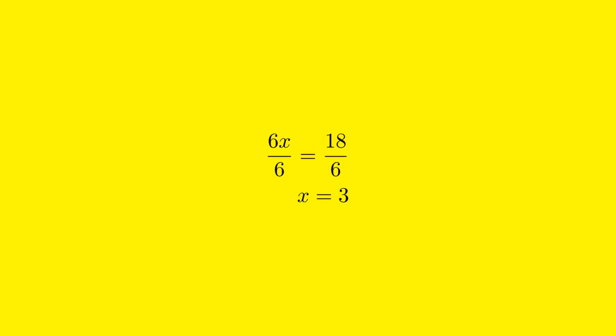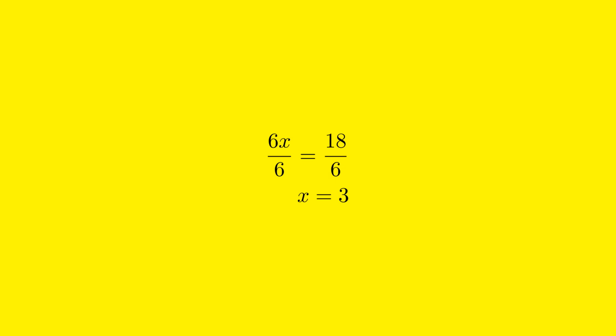Step 2. Now that we have simplified the equation to 6x equals 18, the next step is to isolate the variable x by dividing both sides of the equation by 6. This is done because we need to get x by itself, and currently x is being multiplied by 6. By dividing both sides by 6, we effectively cancel out the multiplication on the left side.